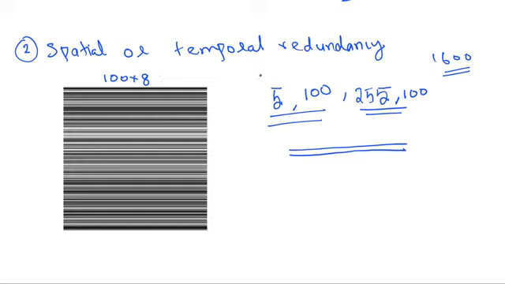Suppose I'm using 8 bits for this one, 8 bits for this one, 8 bits for this one, and 8 bits for this one. That gives us a value of 32 bits, and the other gives us 1600 bits. So you can directly see that there is a reduced amount of data to store the same amount of information. So this is how we make use of temporal or spatial redundancy in an image.